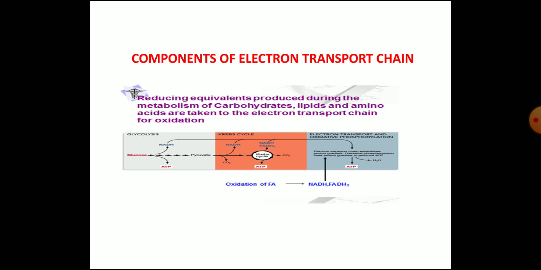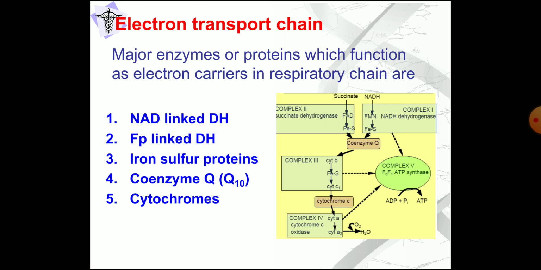So you can see in this diagram that reducing equivalents produced during the metabolism of carbohydrates, lipids and amino acids are taken to the electron transport chain for oxidation, and finally they produce water and ATP. The major enzymes or proteins which function as electron carriers in the respiratory chain are NAD-linked dehydrogenases, flavoprotein-linked dehydrogenases, iron sulfur proteins, coenzyme Q and cytochromes. So you can see in the whole electron transport chain, complex 1, complex 2, complex 3 and complex 4 and 5, finally producing ATP and also water.